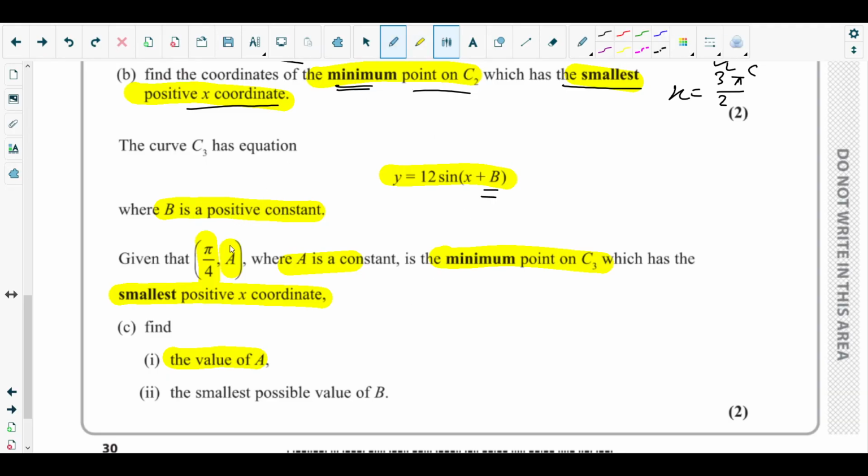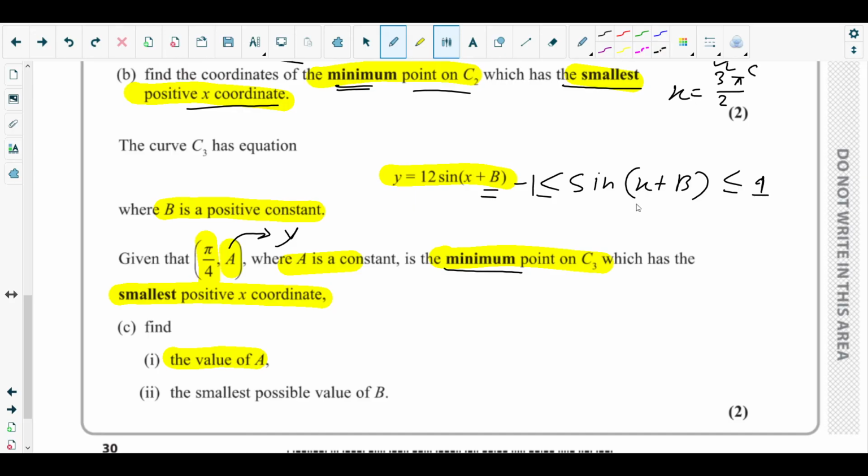a is basically the y coordinate, right? The y coordinate of what? The y coordinate of the minimum point. So this is very straightforward to find out the y value. How? You can see that this is sine of x plus b. That means the value of sine of x plus b can be maximum 1, right? It can be maximum positive 1 and minimum what? Negative 1. I'm just considering sine of x plus b, right?